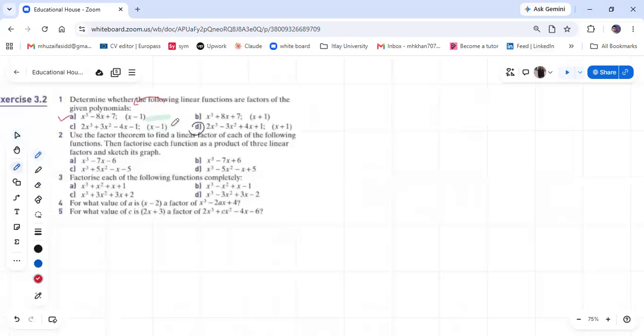Look at it here. Use the factor theorem to find the linear factor of each of the following functions. Then factorize each function as a product of the three linear factors and sketch the graph. Okay, so I'm doing the first problem from the Q2 part. This is Q2 of the A part.